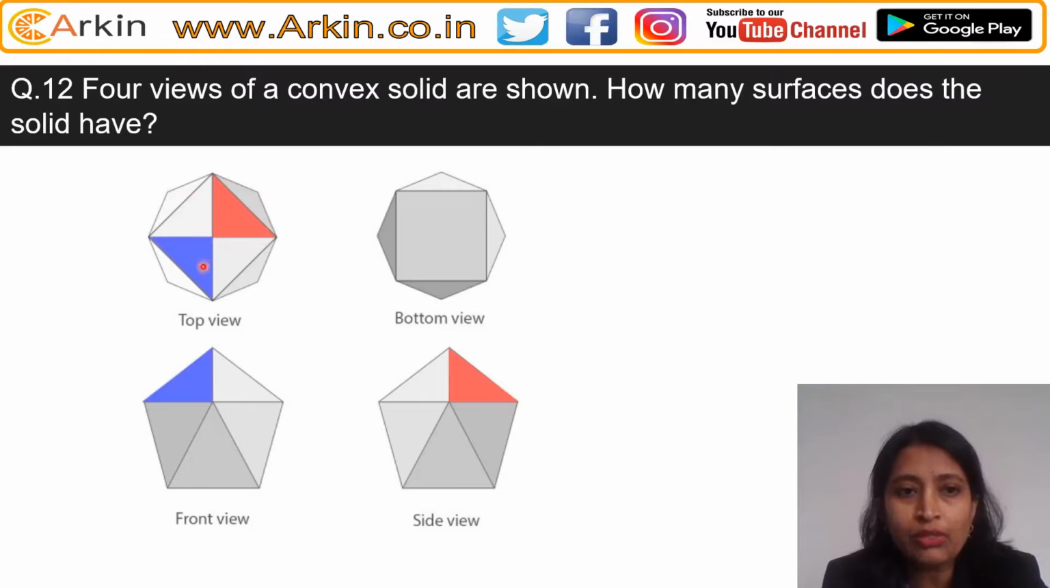From here we can see this also. This blue triangle is there, and from there this triangle is there. This triangle is the same as this triangle. So top 4, then again these 4, that makes 8, which is this one.